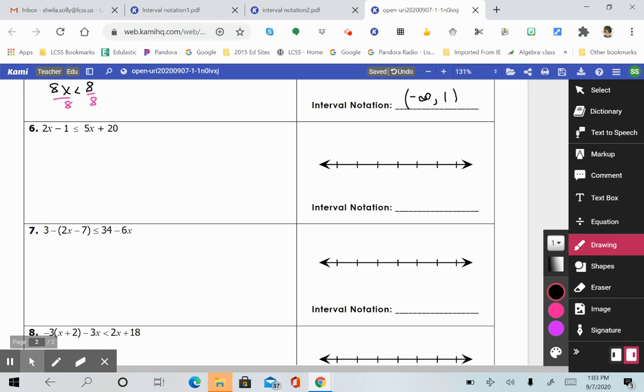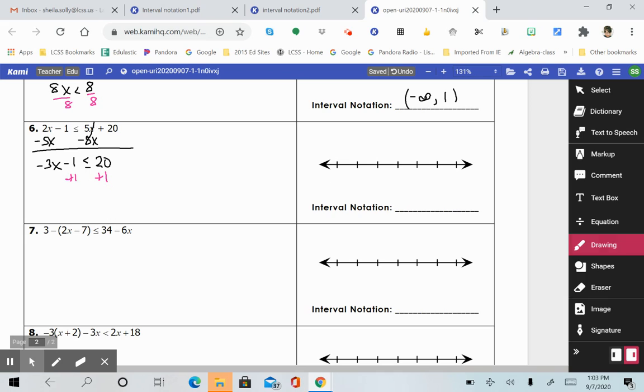We start by doing variables first. We want to keep the variable on the left, which means we need to subtract 5x to get rid of the 5x on the right. 2x minus 5x is negative 3x. Bring down the minus 1, less than or equal to 20. Add 1 to both sides. When you do, you get negative 3x is less than or equal to 20 plus 1 is 21.